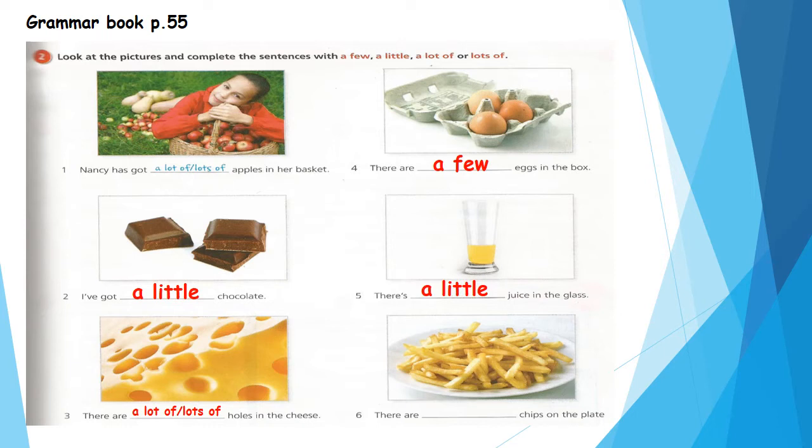Number 6. There are lots of chips on the plate. Okay, here there is a small quantity or a large quantity. Yes, a large quantity. Okay, so we'll use chips. Is it countable or uncountable? Yes, it is countable. It has a plural form. So countable and a large quantity. You will use what? Super. A lot of or lots of.